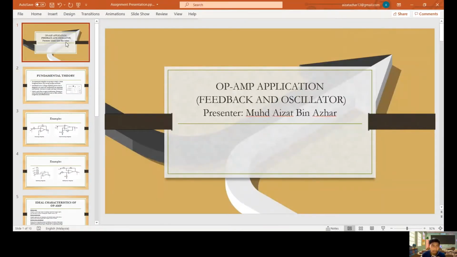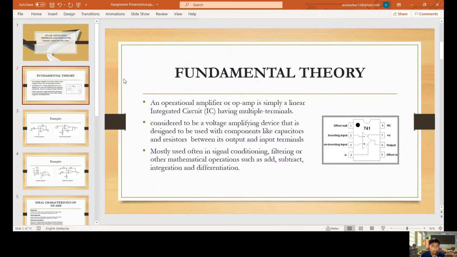So I will be presenting about the fundamental theory of op-amp and also the ideal characteristics of op-amp. So we go to the fundamental theory. So what is the op-amp? An operational amplifier, or op-amp, is simply a linear integrated circuit, or IC, having multiple terminals.